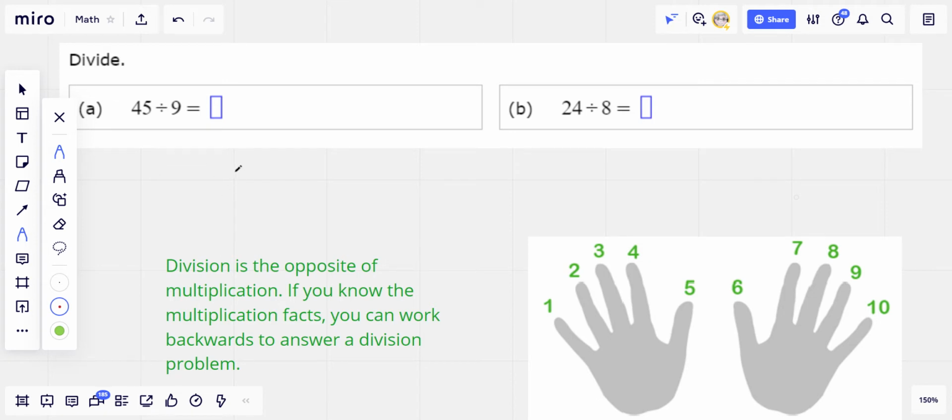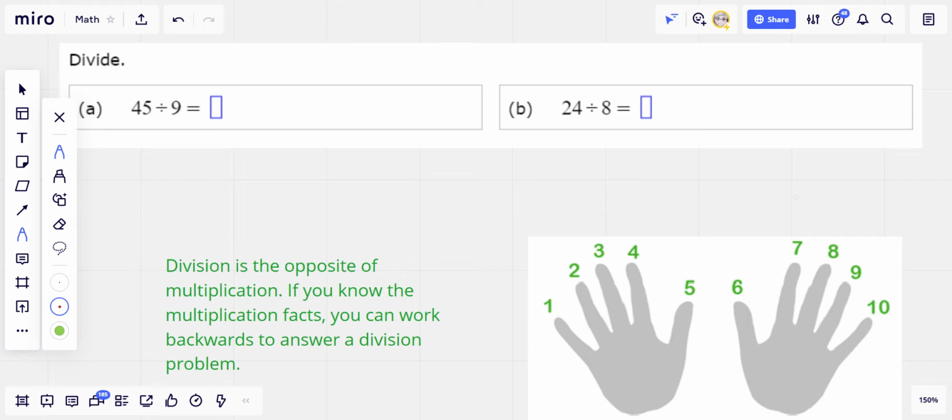The secret about division is that it's the opposite of multiplication. It's kind of the way you undo multiplication. So if you know that 9 times something is 45, then that something is what 45 divided by 9 is. If you don't know those facts already, though, it makes this a lot harder, maybe impossible.